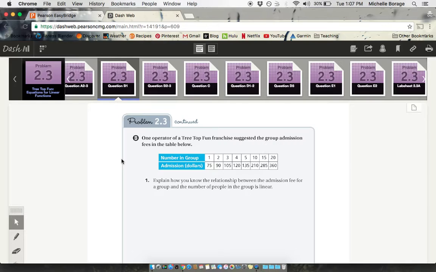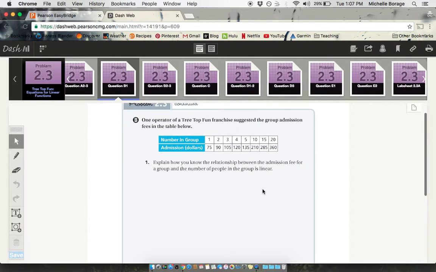So on question B1, it says, one operator of a Treetop Fun franchise suggested the group admission fees in the table below. So what I want you guys to do is answer this question here. You're going to look at this table. You don't have to copy it down, but you need to use complete sentences here. I want to know, how do you know the relationship between the admission fee and the number of people in the group is a linear relationship? Okay, so tell me how that is a linear relationship.